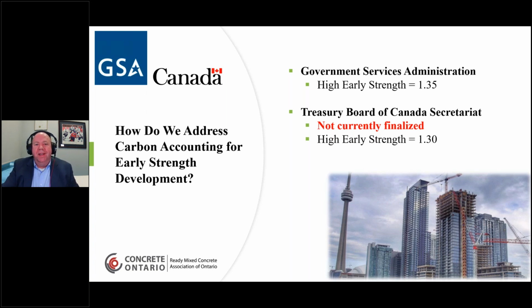It relates to PSI and has different compressive strengths, but basically what the US government did earlier this year is they put out documentation saying that when it comes to early strength concrete, if we need early strength in order to remove forms, how are we going to adjust the global warming potential values for those mixes?